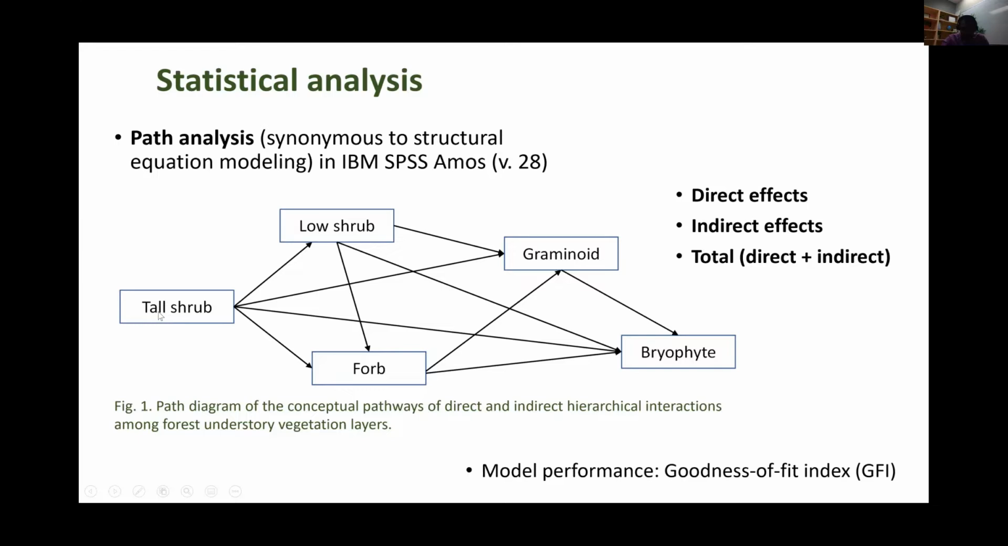So a direct effect here could be tall shrub directly influencing the graminoid, or tall shrubs directly influencing bryophytes. The indirect effect of tall shrub on bryophytes could be mediated through its effect on graminoids, or its effect on forbs, or even low shrub cover. So for these individual path models that we built, we assessed the goodness of fit, how reliable the fit was. And in some cases, for model fitting purposes, the interaction between tall shrub and low shrub was omitted.